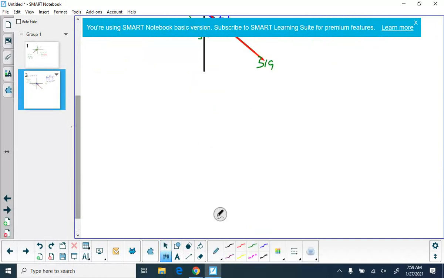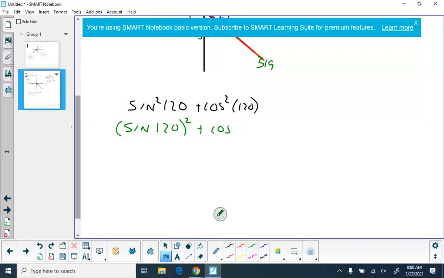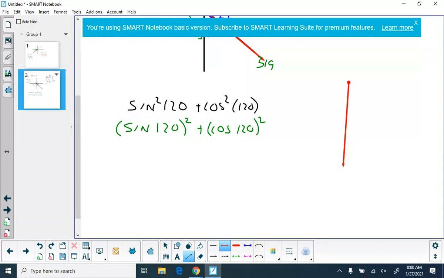We have the sine squared of 120 plus the cosine squared of 120. Now, as we talked about 2 days ago, what this means is we take the sine of 120 degrees and we square it, and the cosine of 120 degrees and we square it. So obviously what we should draw is an angle that's 120 degrees. So go ahead and draw your angle of 120 degrees.